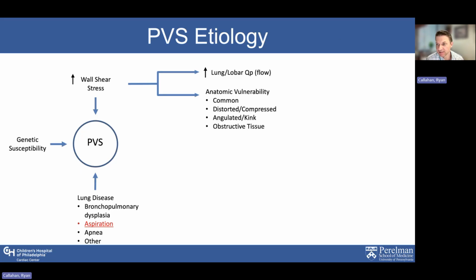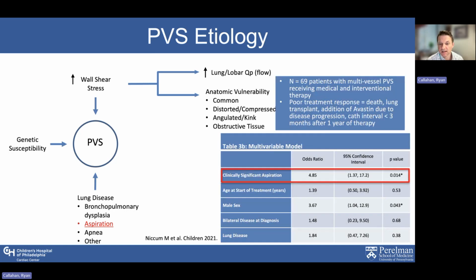But not all patients. A lot of patients have those issues and don't develop PVS. So we need another element. We need another trigger or stimulus, as we say, and that's typically lung disease. Most commonly bronchopulmonary dysplasia, which is associated with premature lung disease, and then aspiration, or food or liquids going into the lungs, is a very noxious trigger. I mentioned sleep apnea already. We've demonstrated that patients who are experiencing aspiration, if they already have PVS, are more likely to not respond to therapy or die.